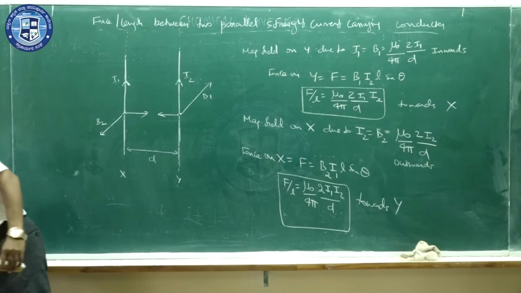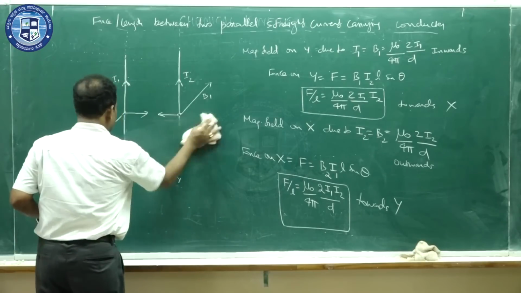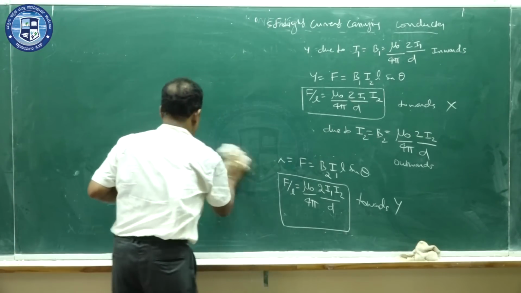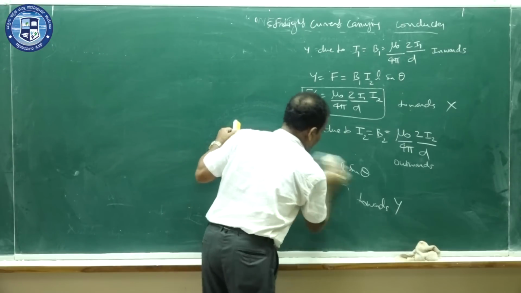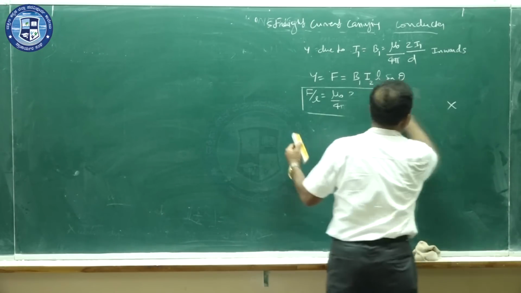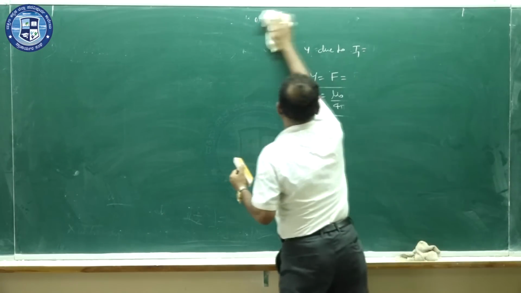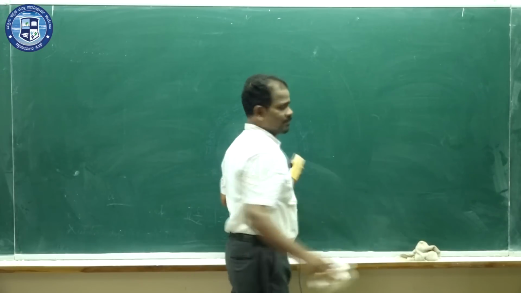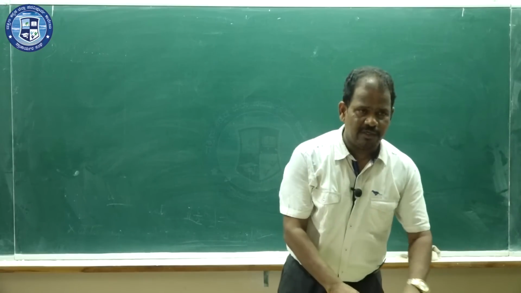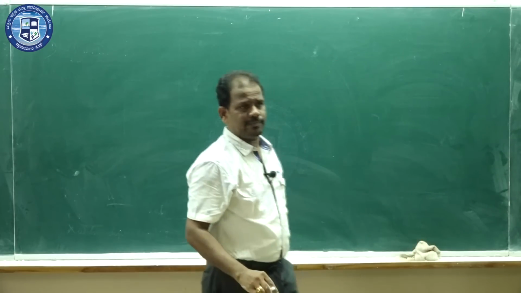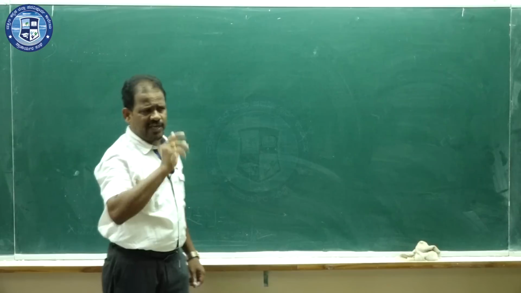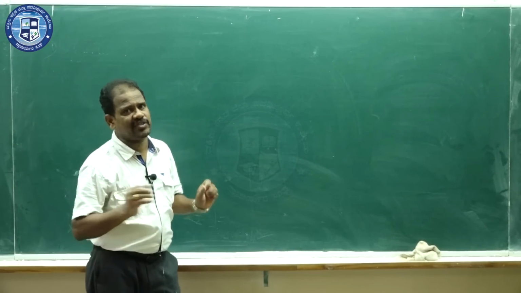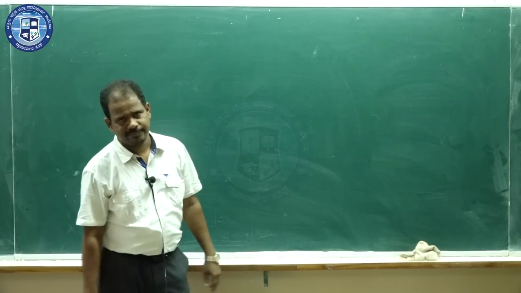Next, we want the force per length if the currents are flowing in the opposite direction. I won't repeat the derivation, I'll just show the directions, because the derivation is the same as the previous one. Every term is the same, only the direction differs. Therefore, I will show only the direction.